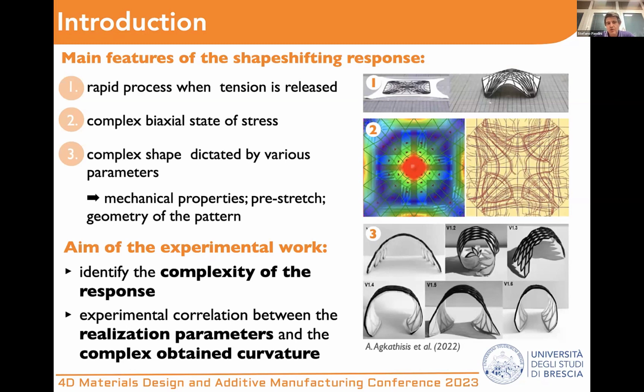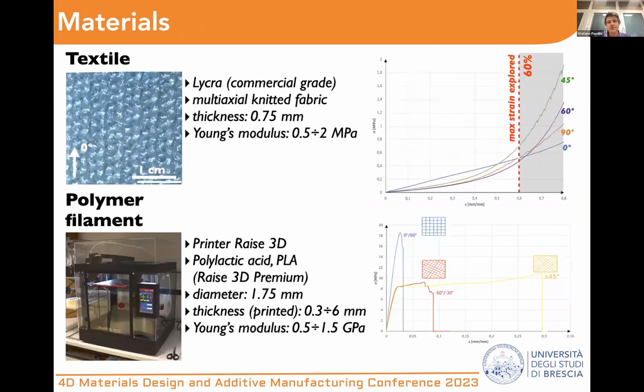So the aim of our work was to experimentally investigate the complexity of this response, as well as to find some correlation between realization parameters and the complex obtained curvature. The 4D textiles we have investigated were prepared starting from commercial materials: highly stretchable knit lycra textiles, and a PLA filament that is suitable for FDM printing, so very basic.